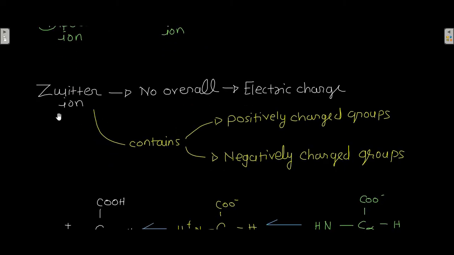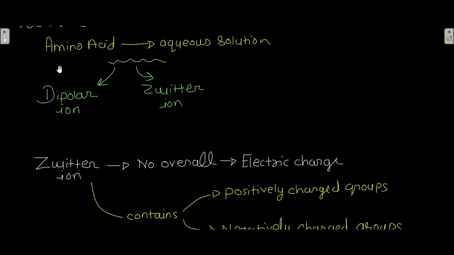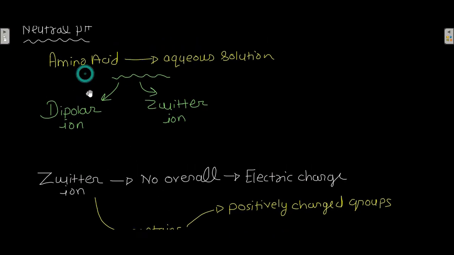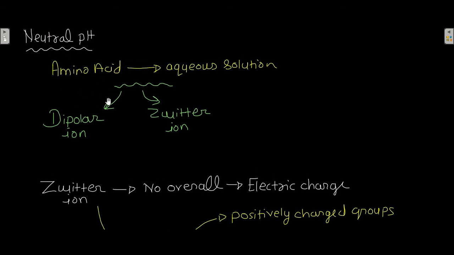Now what is this Zwitter ion? Well, a Zwitter ion has no overall electric charge on it. It contains both a positively charged group and a negatively charged group, and both of these cancel each other, and that is the reason why a Zwitter ion has no overall electric charge on it, and that is why this amino acid in aqueous solution exists as a Zwitter ion, because it has a positively charged group and a negatively charged group. So that is the reason why at neutral pH the amino acid has no overall electric charge. It is a Zwitter ion at neutral pH.